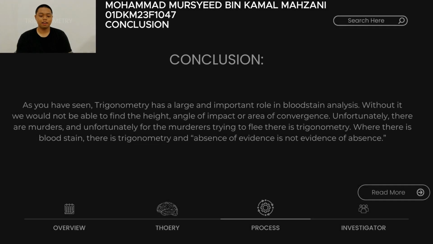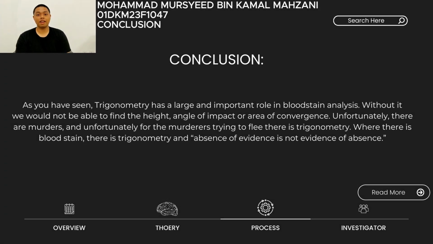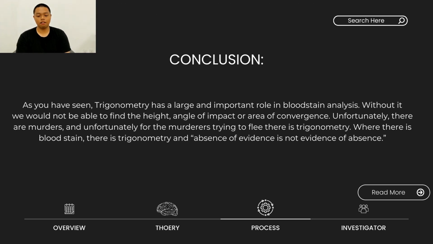In conclusion, as you have seen, trigonometry has a large and important role in bloodstain analysis. Without it, we would not be able to find the height, angle of impact or area of convergence. Unfortunately for the murderers trying to flee, there is trigonometry. Where there are bloodstains, there is trigonometry, and the absence of evidence is not evidence of absence.